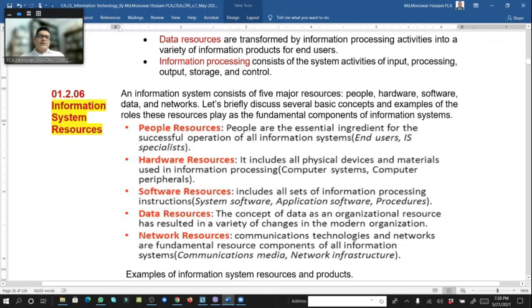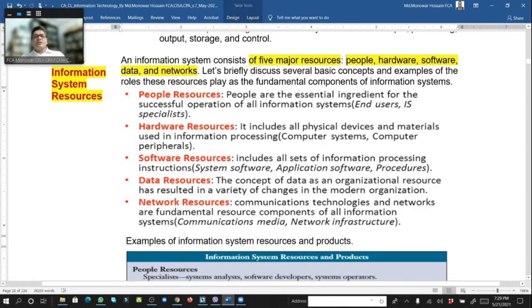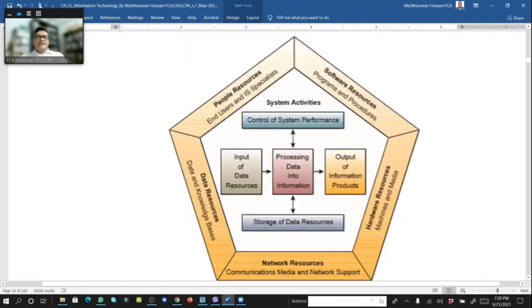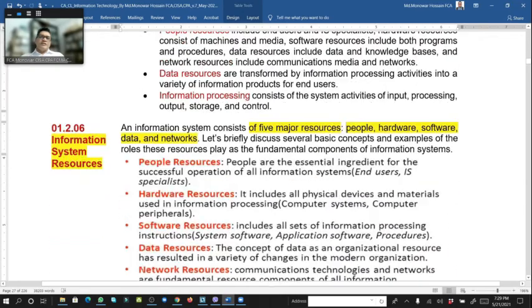Look here. An information system consists of five major resources: people, hardware, software, data, and network. These five are also components, also resources, we can say. Let's briefly discuss several concepts here. So people resource, as we have seen here, this one is people resource, software resource, hardware resource. All are components, all are resources.